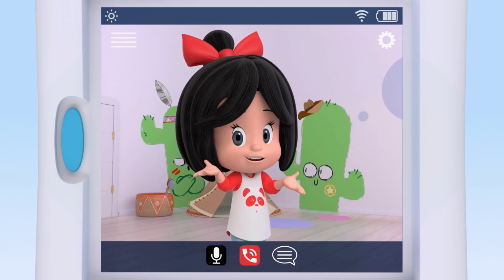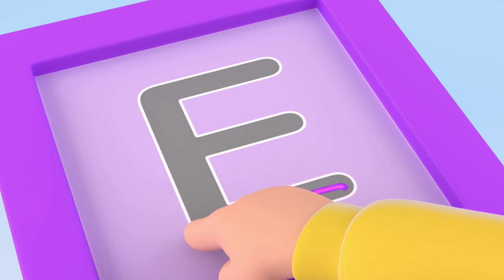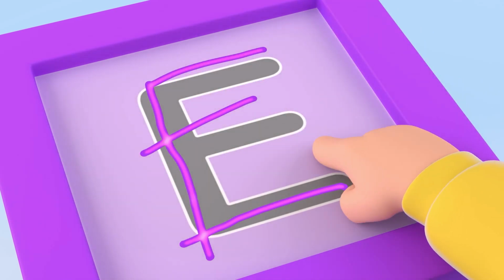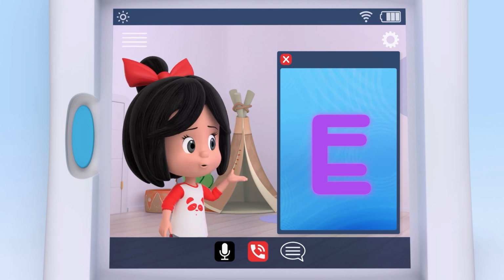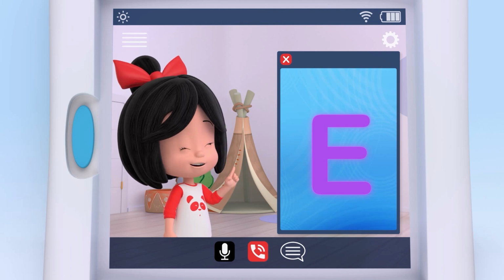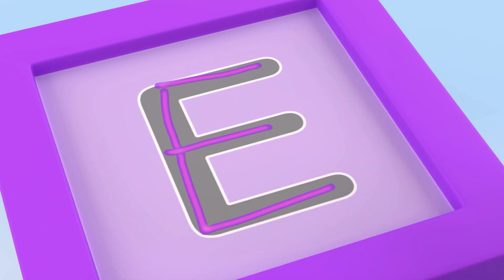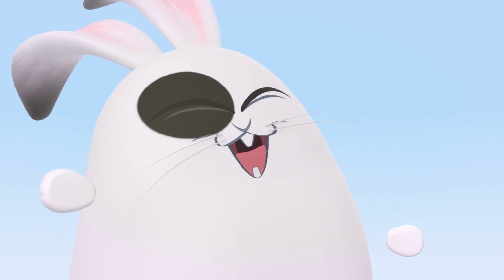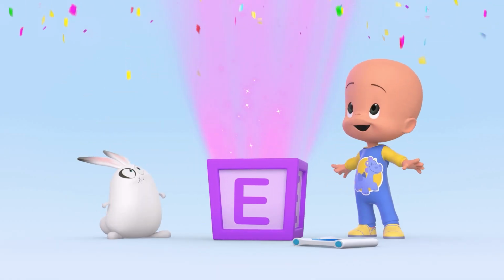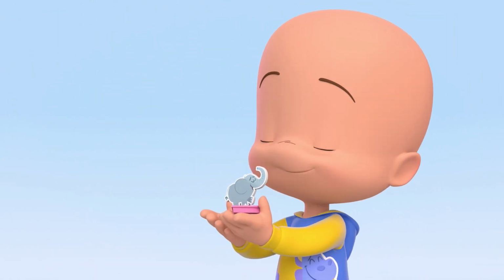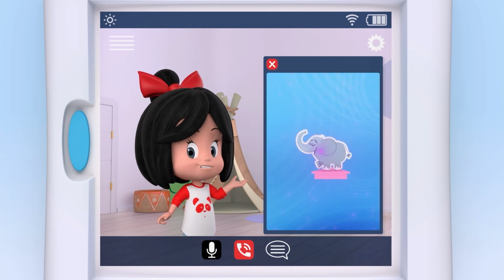Don't you know which animal begins with an E? E! I think you wrote too many lines. Why don't you do it again? E! Wow! E! Elephant! Great. E is for elephant.